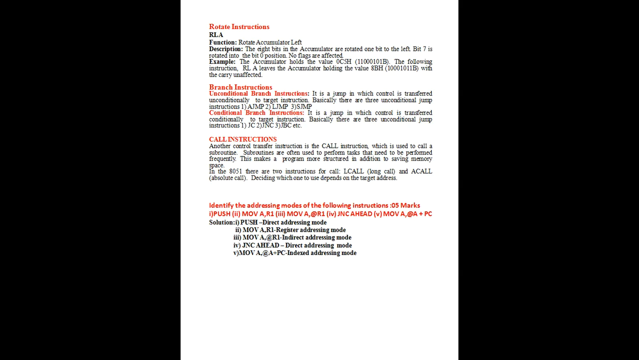Final is branch instructions. In branch instruction, you have two types: unconditional branch instructions and conditional branch instructions. Unconditional branch instruction will not check for any conditions; that's what is called an unconditional branch instruction. Examples: AJMP, LJMP, SJMP. Conditional branch instruction works depending on the condition checked by the instruction. For example, JC, JNC, JBC. Next, call instructions. Another control transfer instruction is the call instruction, which is used to call subroutines, and is mainly used in interrupt services.